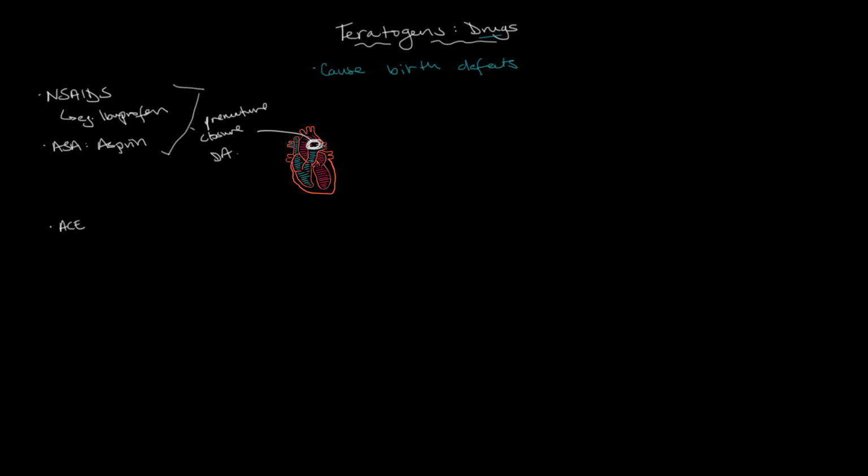So the other big class of drugs that are also associated with birth defects are ACE inhibitors. So these are used for hypertension, or high blood pressure, and these cause kidney defects. So you don't want to give these to mothers. They cause kidney defects in the fetus.